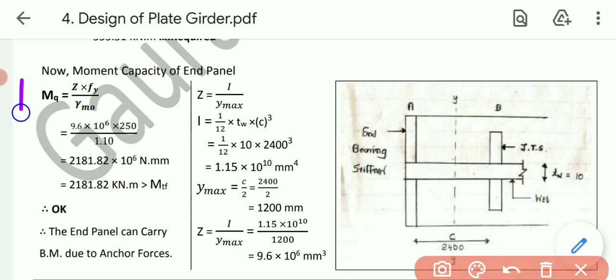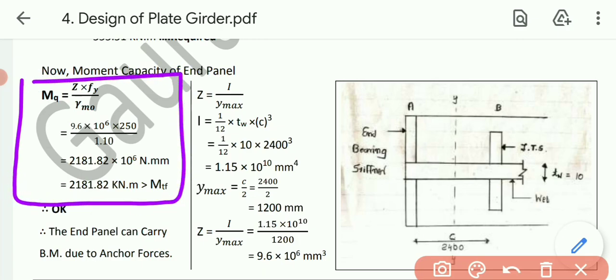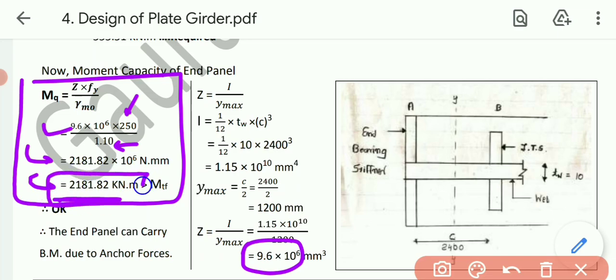Okay, so now Mq equals Z, that is this one, 9.6 into 10 raised to 6, fy that is 250, and gamma m0 that is 1.10. By simplifying the term, I will get the answer 2181.82 into 10 raised to 6 Newton into mm. Let's convert it into kilonewton into meter, multiplied by 10 raised to minus 6. So ultimately its moment capacity will be 2181.82 kilonewton into meter.